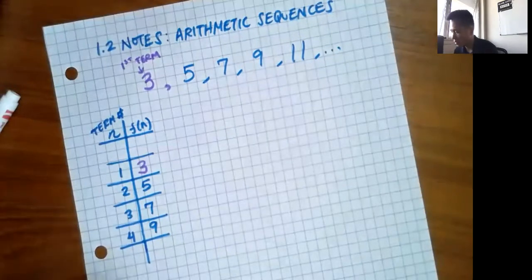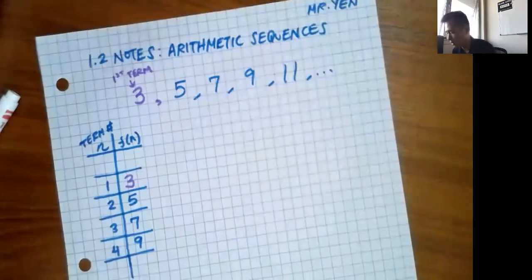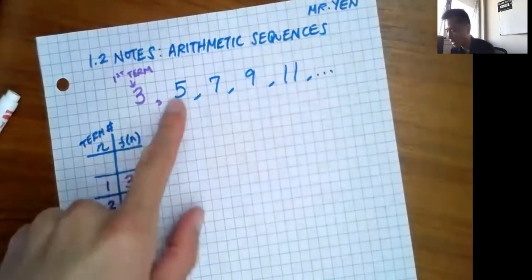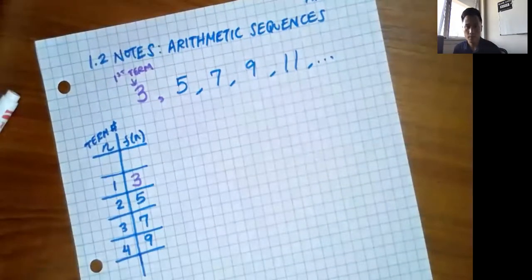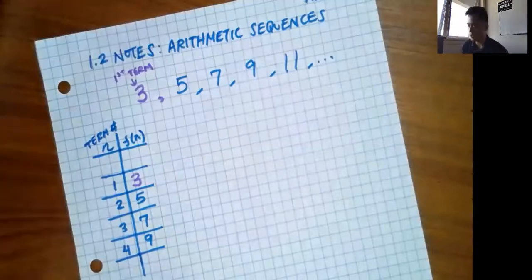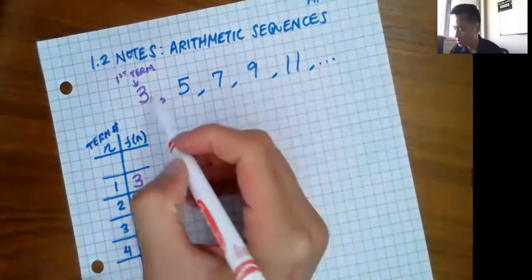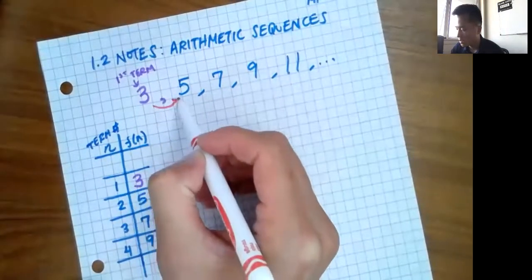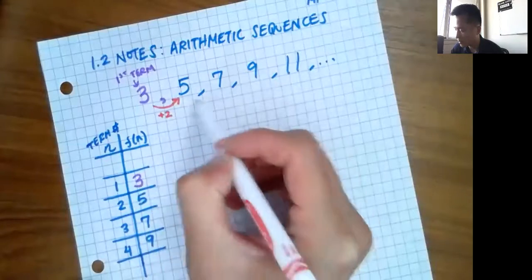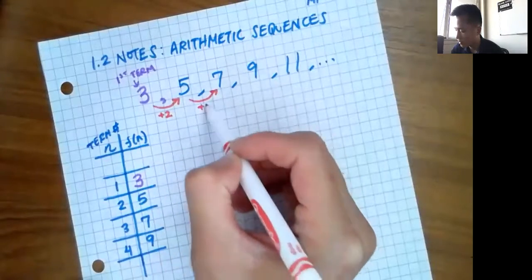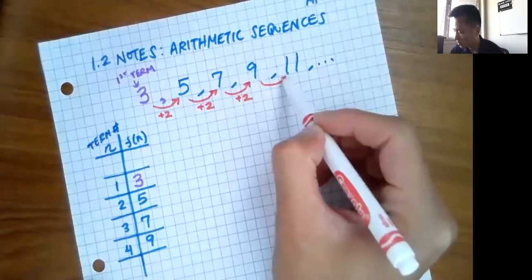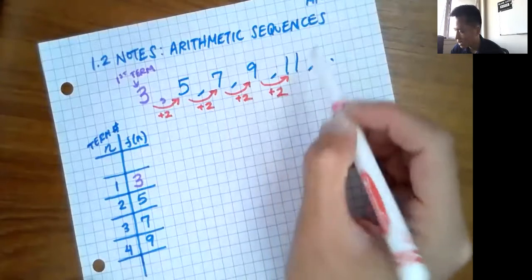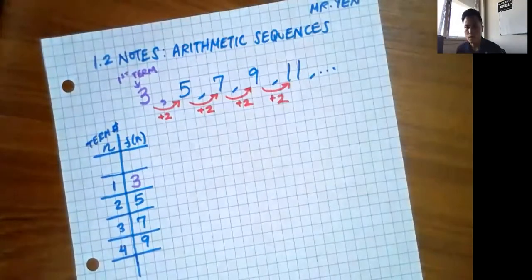Now let's take a look at the sequence and figure out what the pattern is. So it starts at 3, and then it goes to 5, and then to 7, then to 9 and 11. It looks like it's going up by the same amount every time. All right, now I think to myself, how much every time? Well, this sequence is adding 2 every time. That's the pattern. And because it's adding the same amount every time, that's how I know it's an arithmetic sequence.